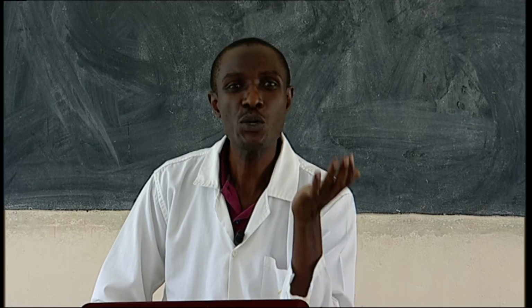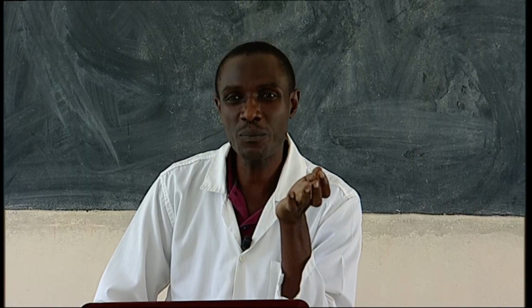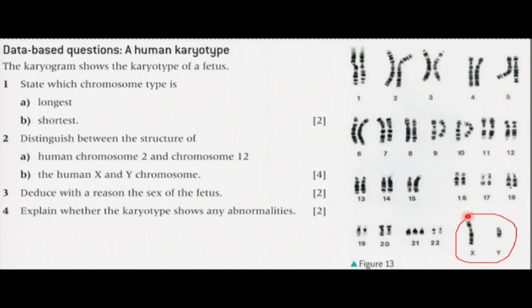B, the human X and Y. They have even labeled them for us. Can we tell the difference between this and that, and why? Before we even say, okay, I can see one is short, another one is longer. But are we able to tell maybe the position of the centromere in each of the two is a little bit different, or the height? Can we tell them in terms of the genes, the content they carry? How much do we know about X and Y? And then they're asking us finally, with a reason, can we tell the sex of this child from where this karyogram was drawn? What do we need to base on?